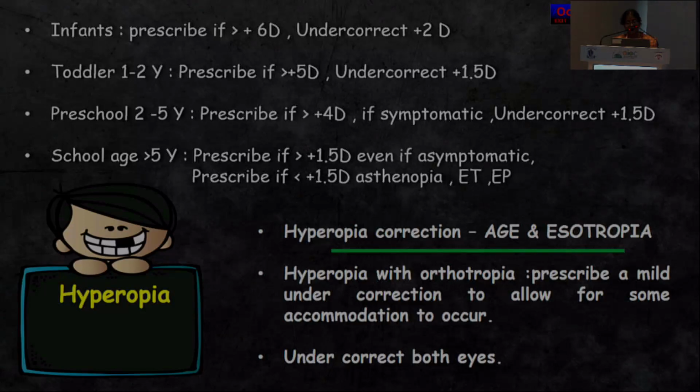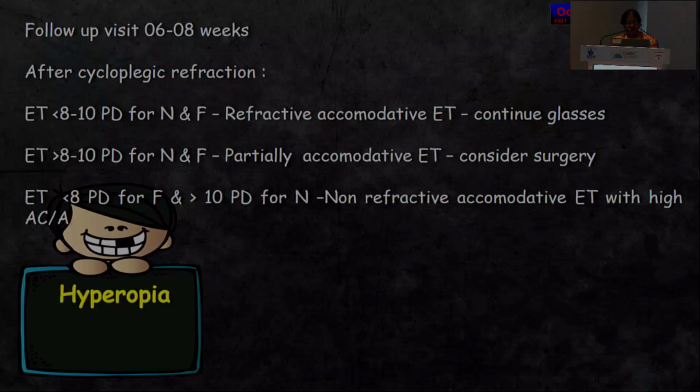If the child's eyes are straight, I usually go for mild undercorrection to allow some emmetropization to occur. And if the child has esotropia, I always give full plus and ask them to come after 6 to 8 weeks for a follow-up. In the follow-up visit, if the child has less than 8 to 10 prism diopters of ET for near and far, then we are sure that it is a refractive accommodative esotropia, and we can continue with the same glasses.